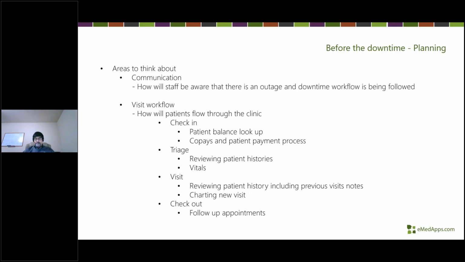Great, thank you. Continue. So in the planning phase, some of the areas that you need to think about is communication. How are you going to make staff aware that there is an outage and that the downtime workflow needs to be followed? What is that communication protocol? Sometimes your most common outages will affect your communication mechanisms as well. So you want to make sure when you're planning your downtime based on your most likely scenarios, that your communication protocol follows suit, that I'm able to actually communicate with my team based on the method that I've put together.